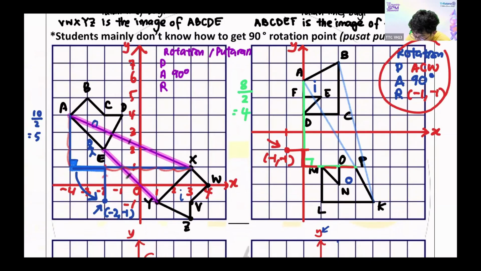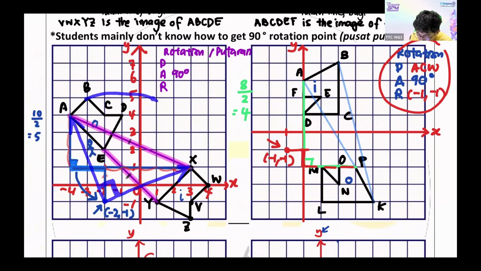So I'm going to come over here. I will draw it for you. Just now we got our point here already. We are using A and X. So I'm going to point it out for you. This is your A point. This is your X point. And this is the 90-degree.